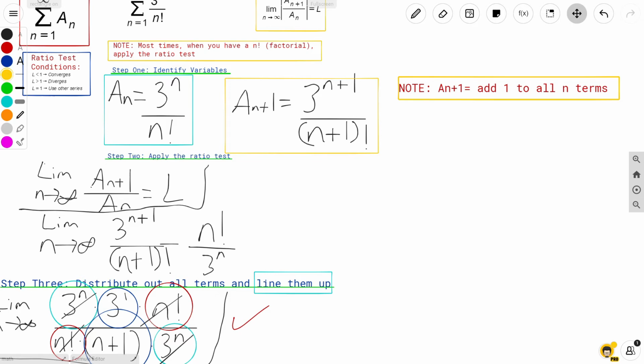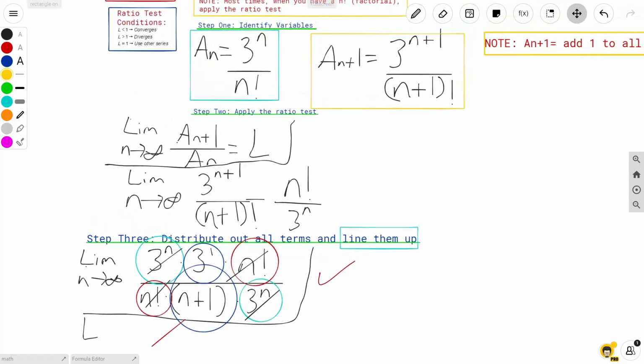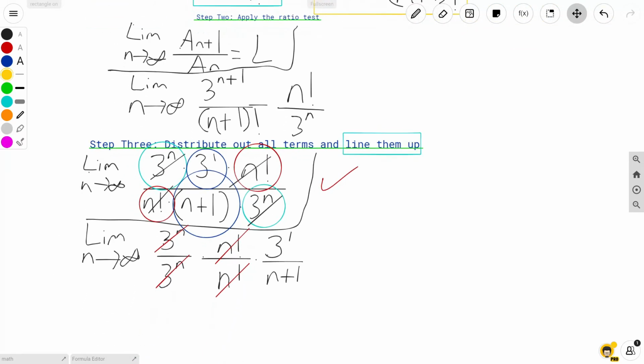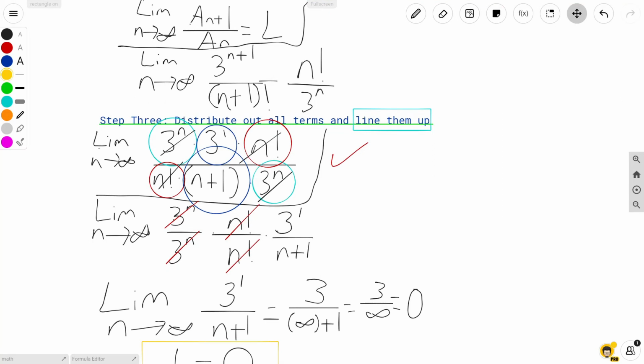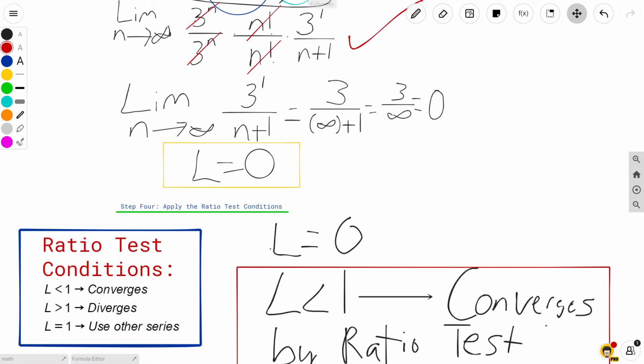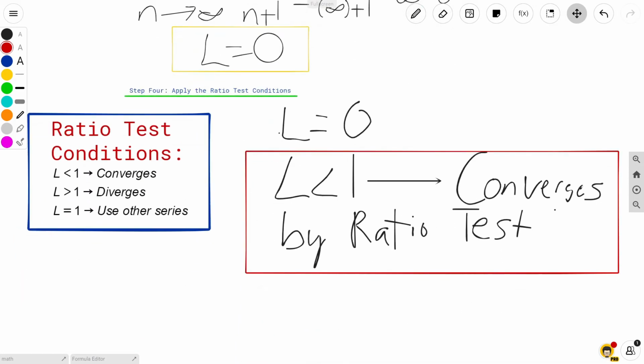And then from there on, in step 2, we just applied the ratio test. Knowing that we were going to apply it, we're going to take the limit, find the limit L, and then from there, we distributed the a sub n plus 1, and then we lined up the terms, so that way they can cancel out. And that's what we did in this step. We lined up all the terms, and they canceled out very nicely for us. And then from there, in step 4, we found that L is equal to 0, because 3 divided by infinity, any constant over infinity is equal to 0. And since L is less than 1, this series converges by ratio test.